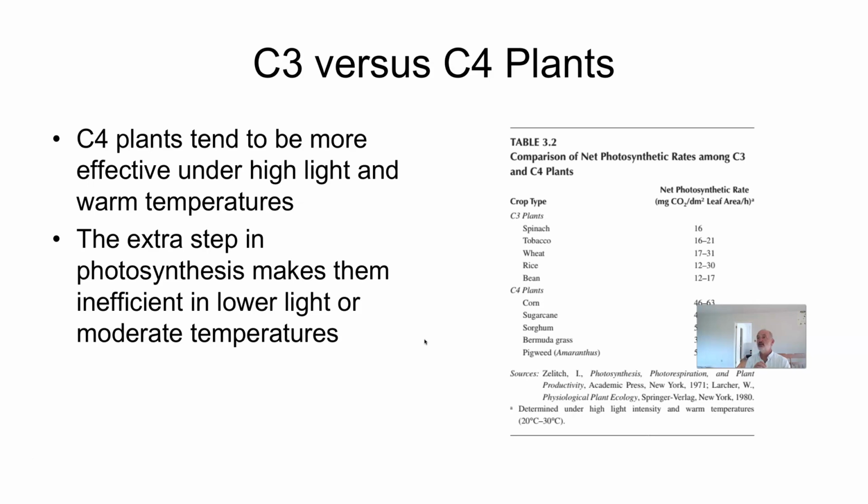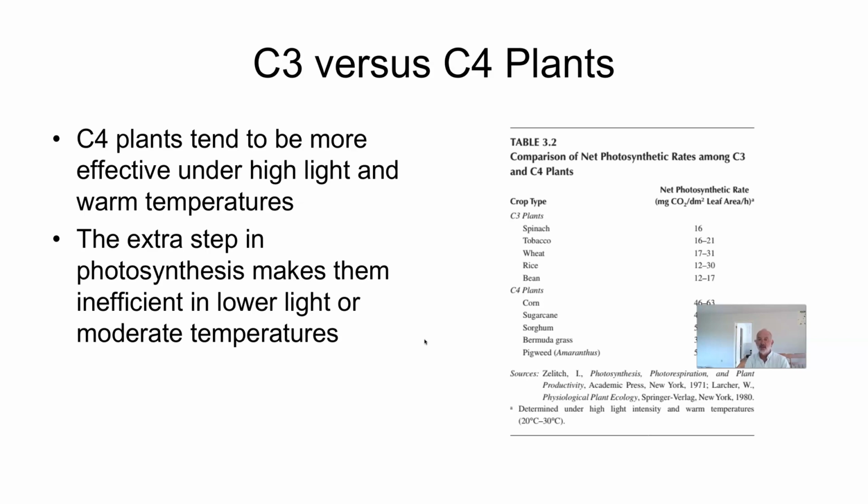So C4 plants are really efficient at high light and warmer temperatures, but they don't do well in shade. They do fine in warm climates, like around here, and kind of wetter climates, as long as they're warmer and there's lots of solar radiation. Again, this extra step in the photosynthesis in C4 plants can make them inefficient in lower light and moderate temperatures.